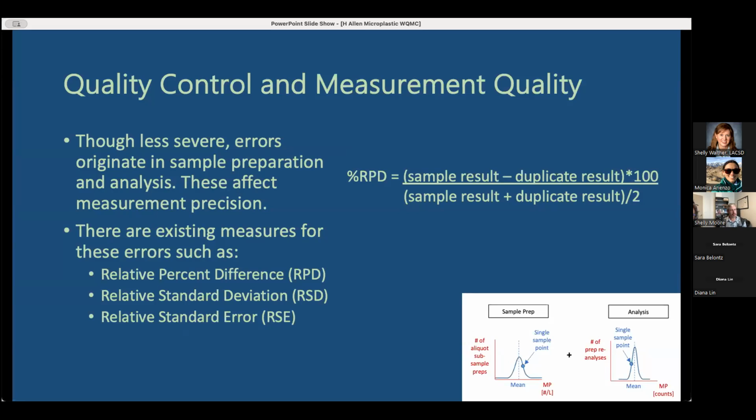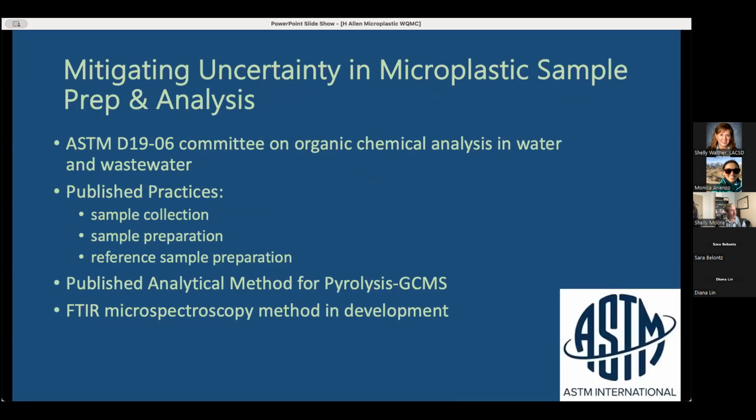The relative percent difference is really common. Relative standard deviation is a nice way to do it. It's the ratio of the standard deviation and the mean that you've got from your results. And then the relative standard error is an interesting one. That's the weighted relative standard deviation. So it's weighted for the different ranges within the data, low, medium, and high. So those are all really interesting, and you see those in the literature and in guidances quite a lot. And you want to think about those.